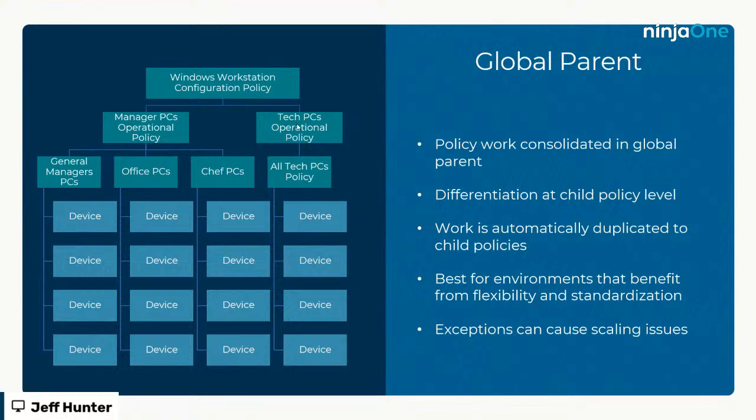For technician PCs, they had one set of rules. They had a little bit more flexibility and ability to do stuff on the actual endpoint because this was behind a locked door, so I have one policy for them. And then for my operational policy for managers, I did a further child inheritance so that I could treat general managers' PCs differently, regular office PCs differently, and then the chef's PCs differently, because there were different software requirements for all three of those.